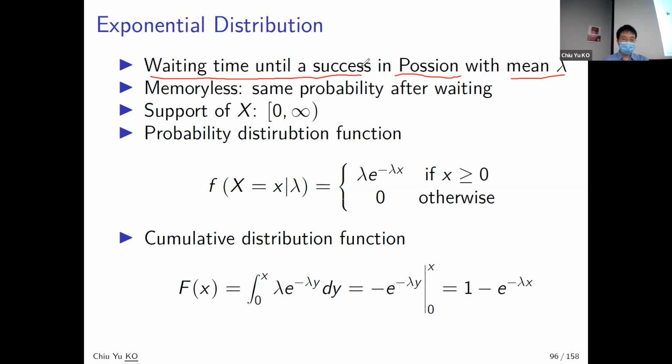And because of Poisson, one very important property which you may or may not be aware of is called memoryless, which says that regardless of how long you wait, the probability is the same. So what does that mean? Let me give you a clearer idea.